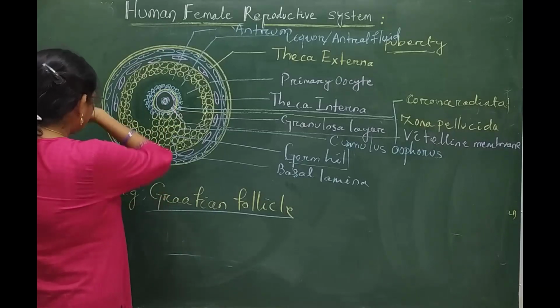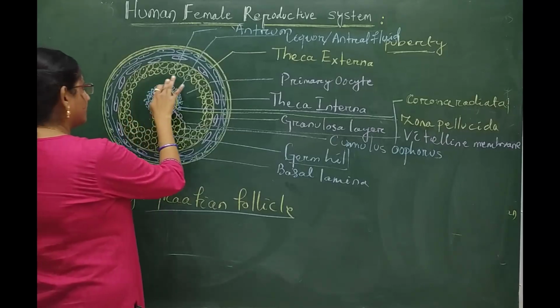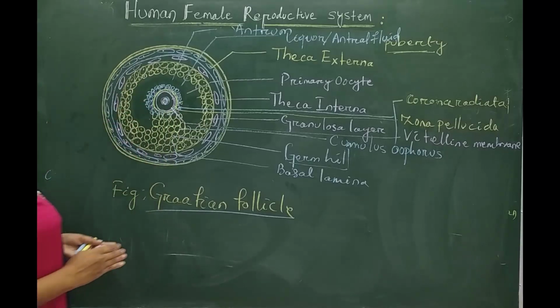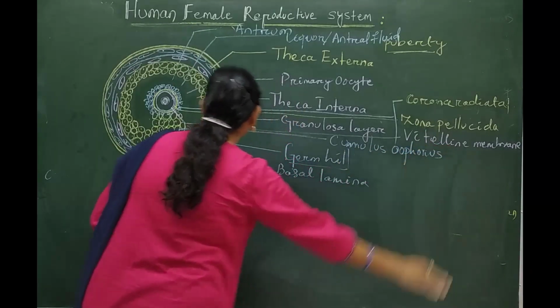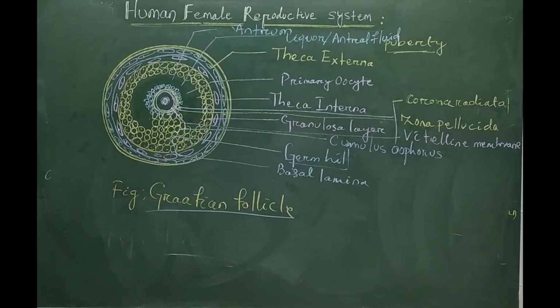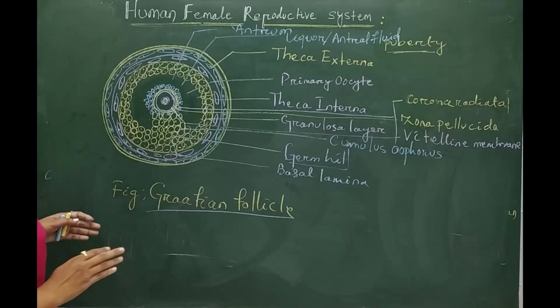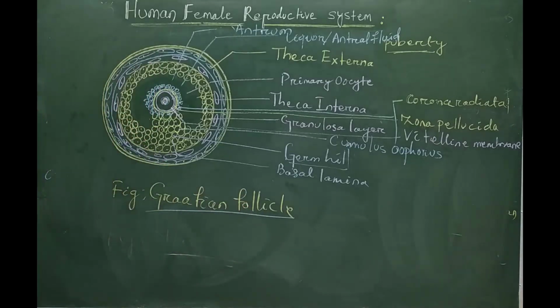At the center of this Graafian follicle is found the primary oocyte, which has the outermost layer called the corona radiata. Inner to the corona radiata, the layer found is called the zona pellucida. Inner to the zona pellucida, the innermost layer which is attached to the egg is called the vitelline membrane. This vitelline membrane surrounds the egg internally. So, all these structures explain the Graafian follicle over here.